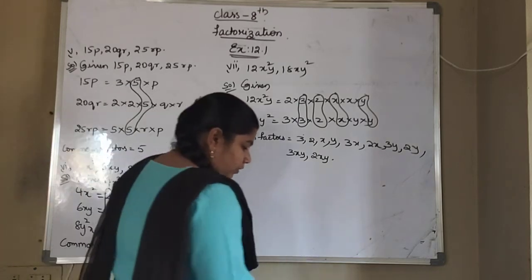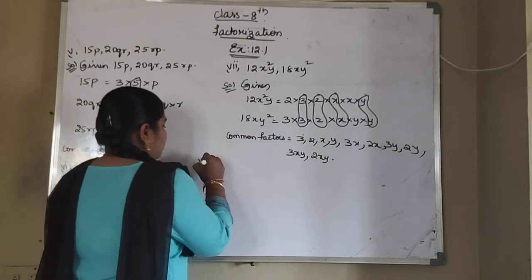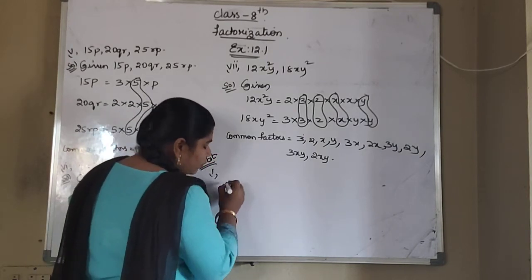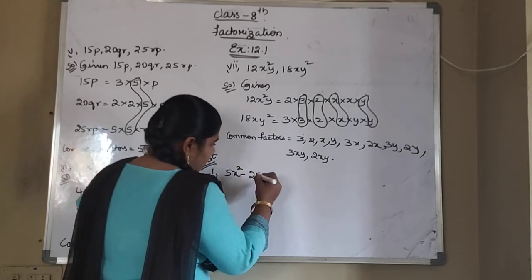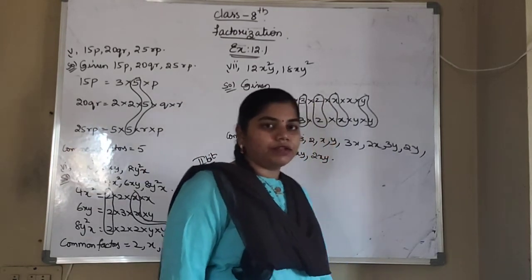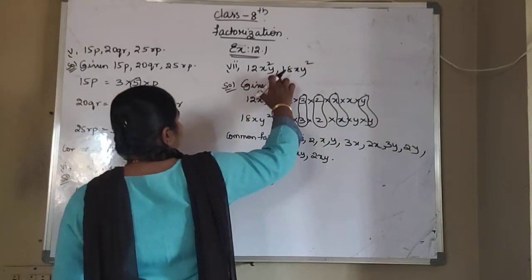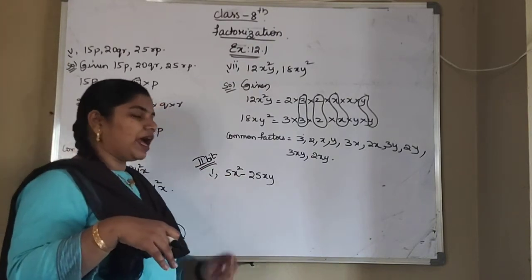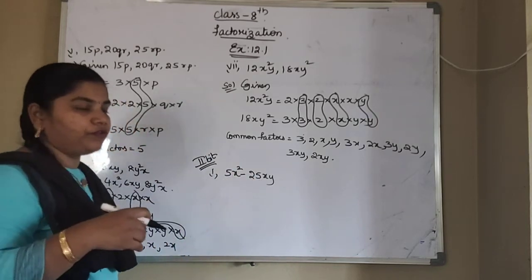Okay, so next bit, factorize the following expression. So we have to factorize the expression now. This is the second bit. First one is 5x square minus 25xy. So we have to take the common factor from the two terms now. In between these two terms you don't have any symbol there, so in between these two you are having minus. So what are the common factors for these two terms we have to find now.